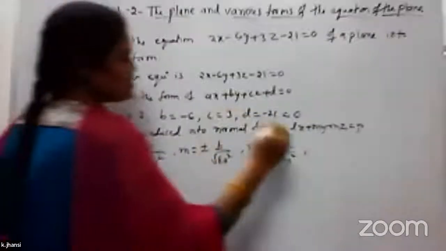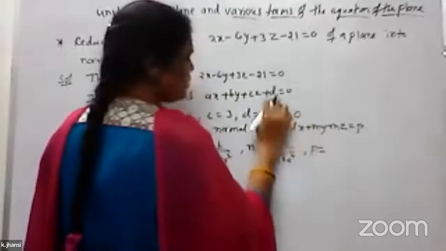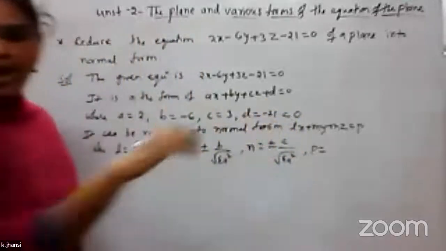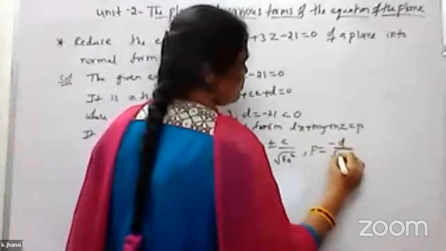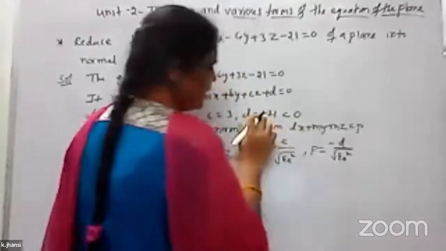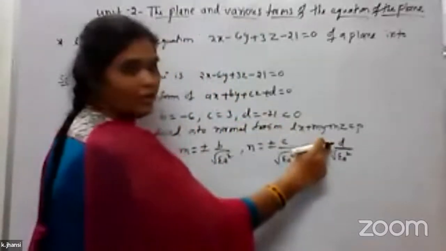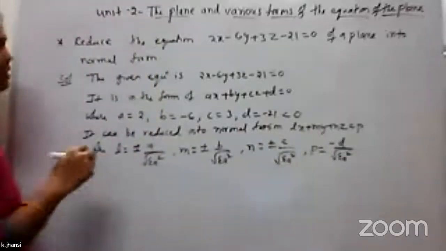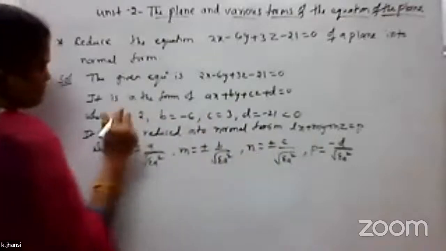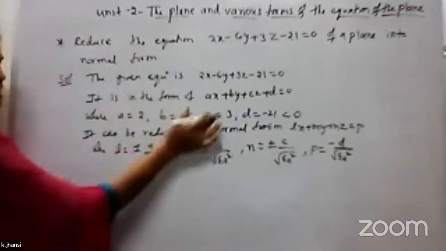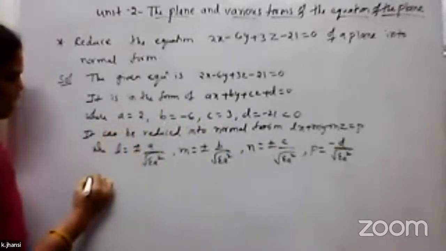And p is equal to, here the value is negative, no? So the formula is minus d by under root of sigma a square. So if d is positive here, you will get a negative value. Okay. So we need to find l, m, n values. When you substitute a, b, c, d values in this, you will get the values.